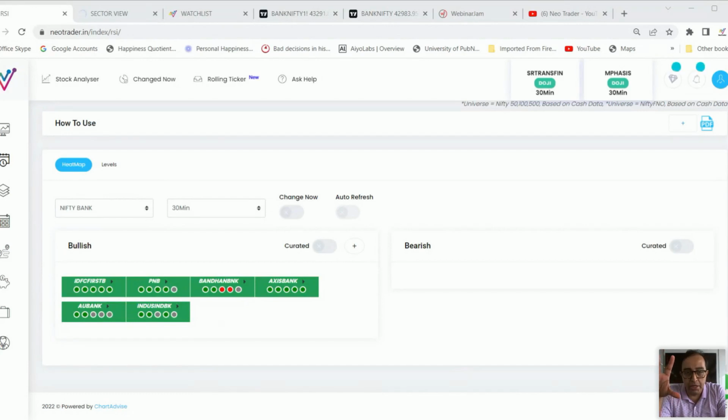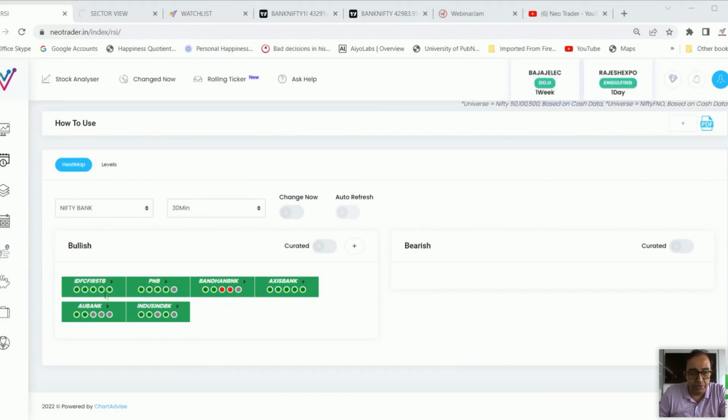RSI moves in ranges, and if an RSI is moving into an overbought zone, then you have to be watchful. Along with that, you also need to see how far it is getting stretched in terms of the time frame. Here I put it at 30 minutes so that I know exactly how it is placed across all the time frames. If it is bullish in the lower time frame, then I get to see it across the time frames here.